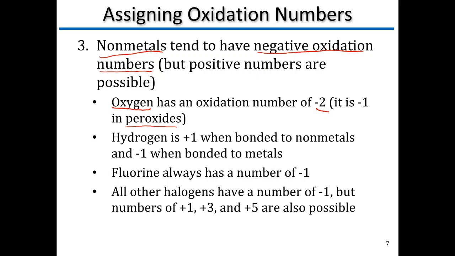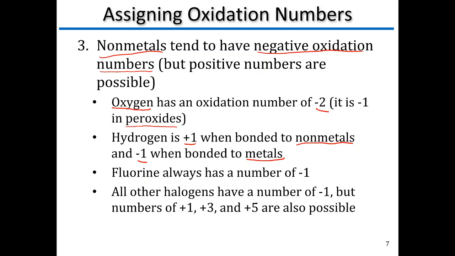Next one, hydrogen is +1 when bonded to nonmetals. So if we have hydrogen, it's +1 when it's bonded to nonmetals, but it's -1 when it's bonded to metals. And in this case, we call it a hydride. So we might call this one a proton, and that one a hydride. Hydrogen's kind of a tricky one, but generally speaking, it's really not if you know these two rules. If it's with a nonmetal, it's +1, and if it's with a metal, it's -1.